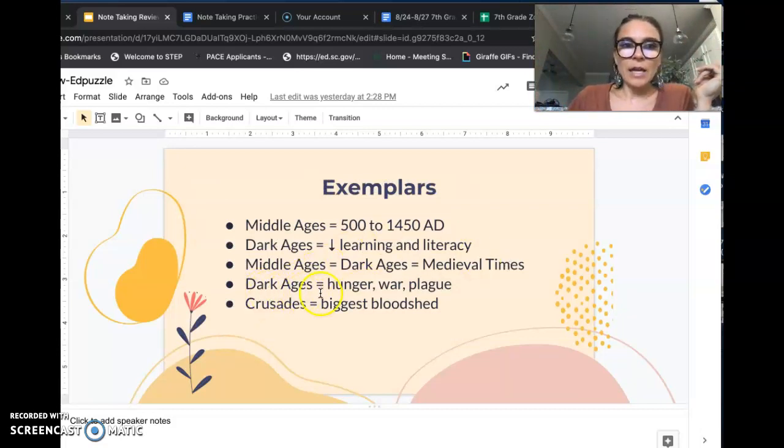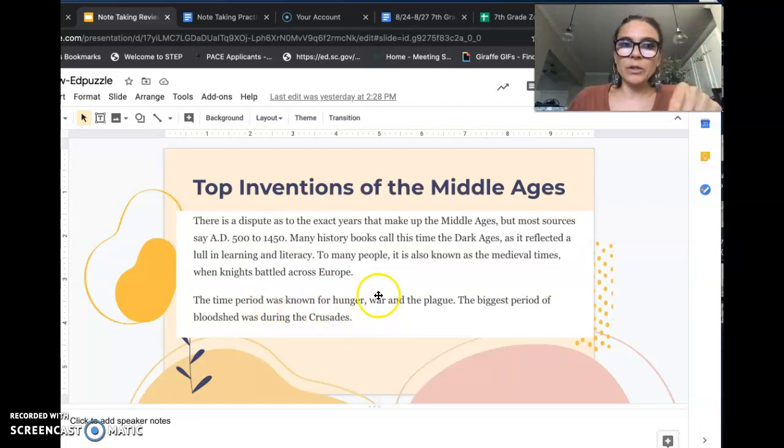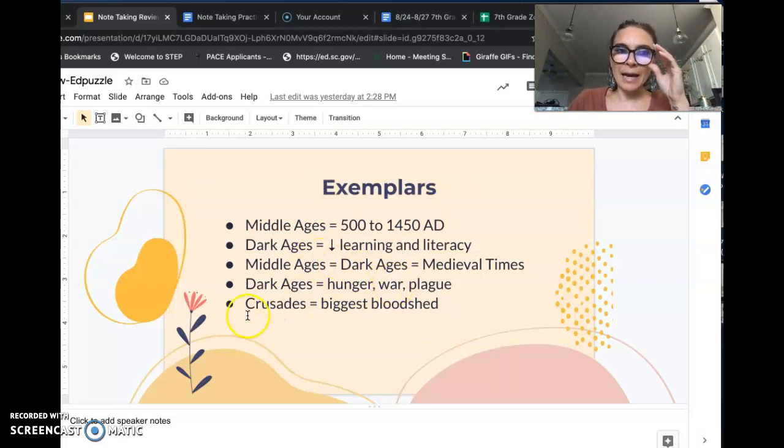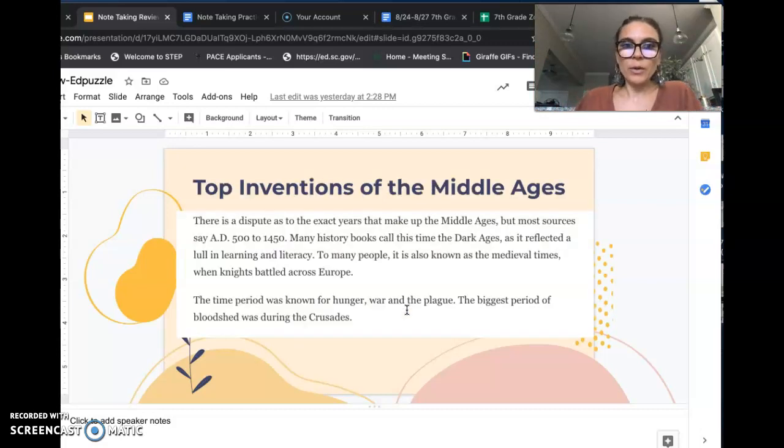Then I put Dark Ages equal hunger, war, and plague, because I remember reading that this time period was known for hunger, war, and plague. And then my last note that I took was that Crusades equals the biggest bloodshed, right? That was when the Crusades, you'll learn a little bit more about them, but it was a very long time span of just constant war and fighting and death and bloodshed. So when I look at that, I see that last one says the biggest period of bloodshed was during the Crusades.